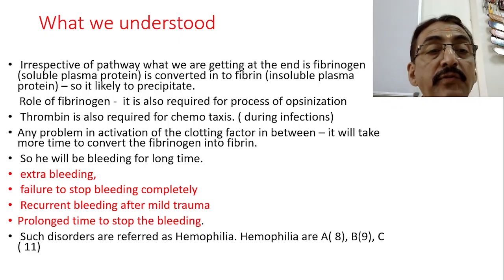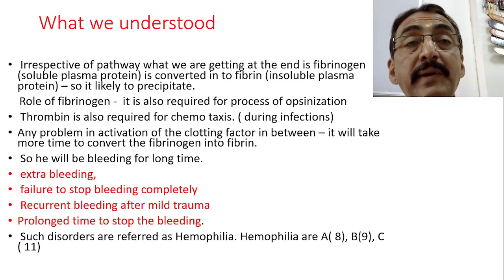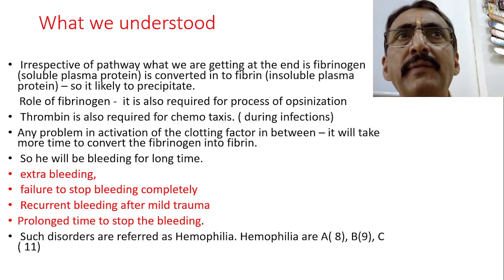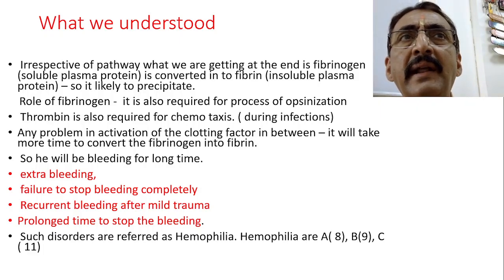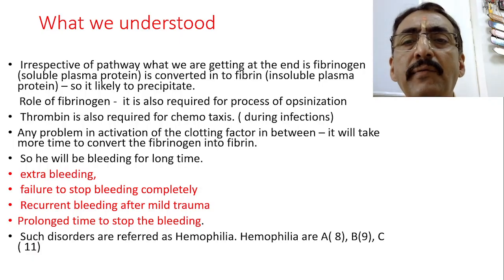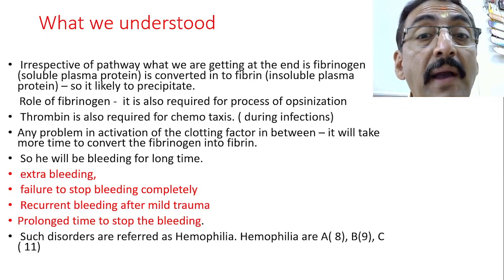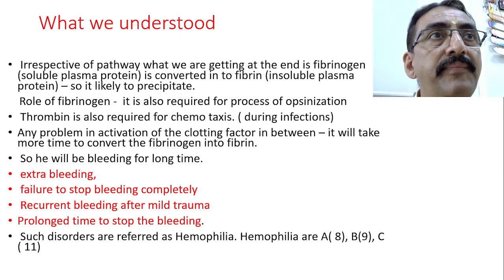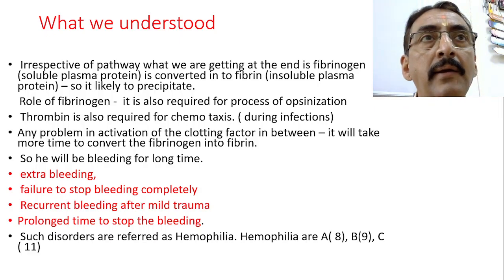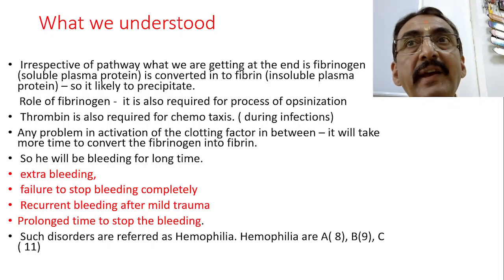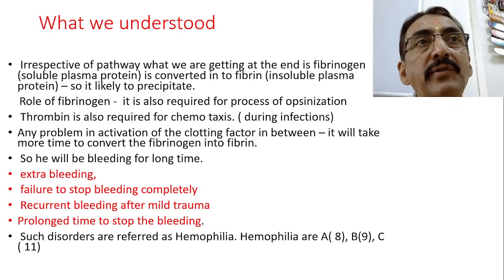Now suppose there is any problem in activation of any clotting factor from 12, 11, 10, 9, 8, any clotting factor in between, it will naturally take more time to convert the fibrinogen into fibrin. So that particular phase will get disturbed. The fibrin is not produced in that phase.